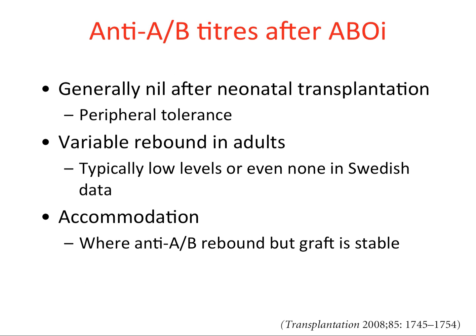So what happens to the antibody levels after the transplant? Well, after neonatal transplantation, you generally get very low or unrecordable levels of antibody against the isohemagglutinin, or the blood group sugar expressed on the transplanted organ. So this is a kind of peripheral tolerance. But you often do get some rebound in adults, and it's different in different series. The Swedish group tend to have reported very low levels of antibody rebound, or even none, whereas many of the other centres do report that you get low levels of antibody returning.